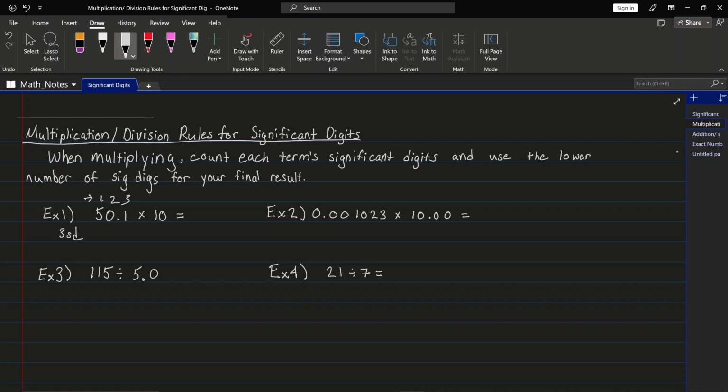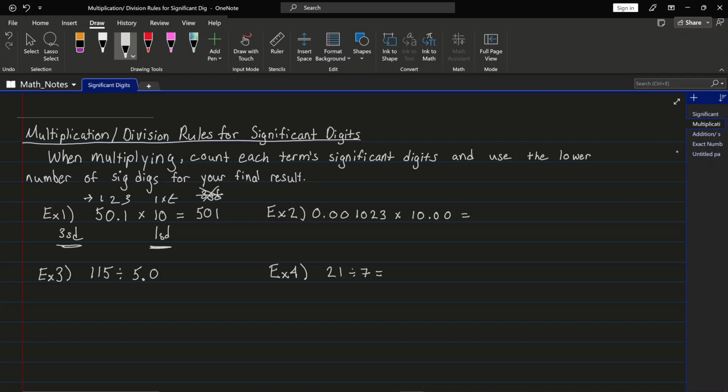This second term has no decimal point present, so I'm going to start from the right. That's 0, so I'm going to ignore it, and now I've hit my only 1 here. So this is only 1 significant digit. If you put that in the calculator, you will get 501. But there's a problem here: this has 3 significant digits, this one has 3, but this one only has 1. You always go with the lower number in multiplication and division, so this can only have 1 significant digit.